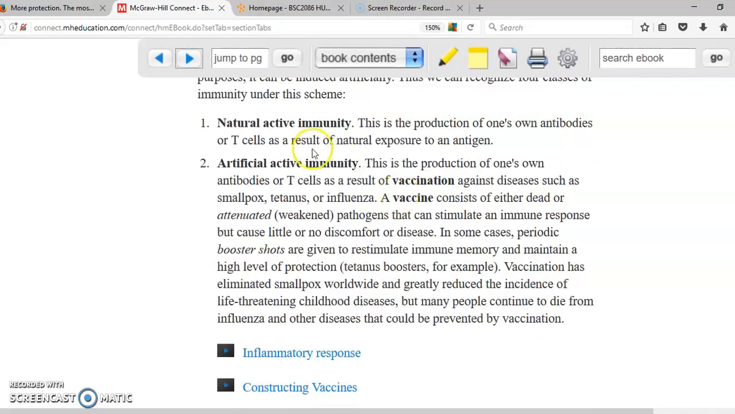The first one that we have in here is natural active. Natural, you got the infection on your own. Unfortunately, you got infected with something. And active means that you created your own antibodies against this infection.